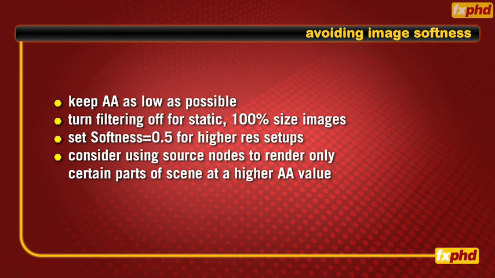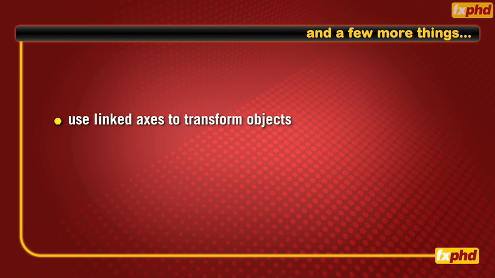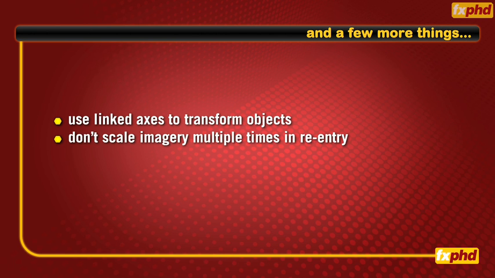And a few more things. Use your linked axes to transform objects. In other words, you don't want to scale imagery multiple times in re-entry. And then be aware of the additional anti-aliasing settings inside your DVE objects, because those hidden settings inside there can actually add up to degrading your imagery, and you really don't want that to happen.